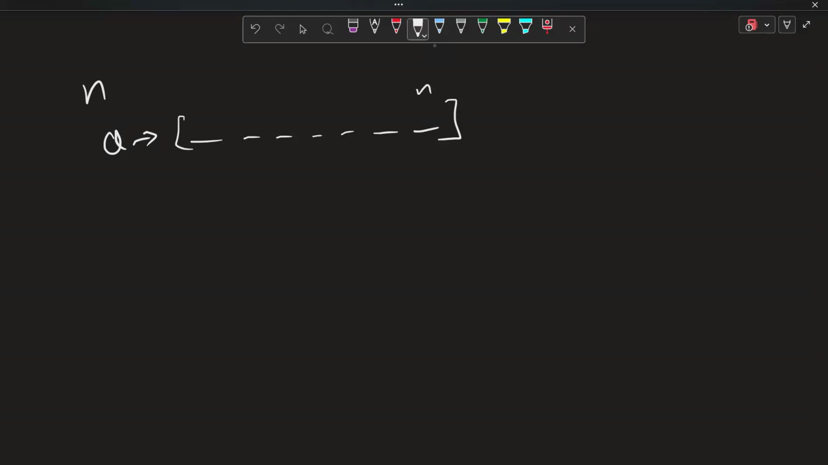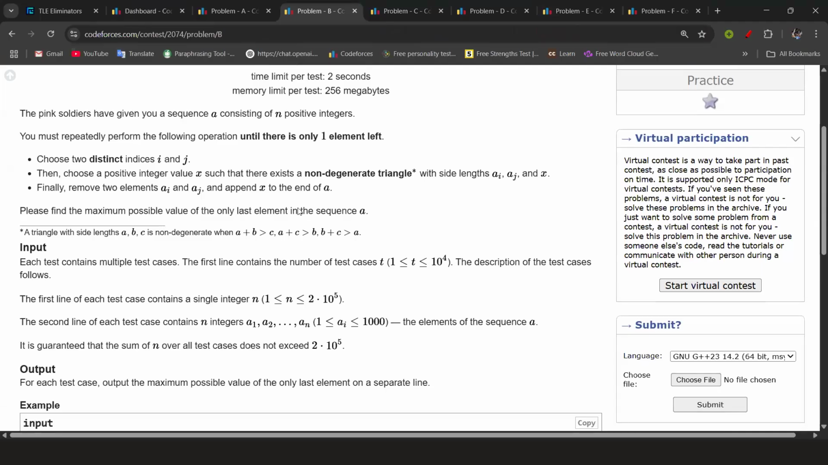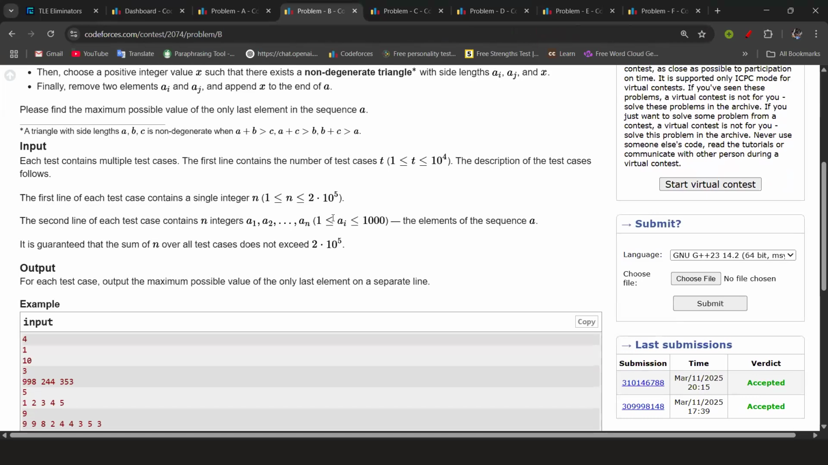And what you need to find is, in every operation, you select any two indices, basically just select any two values from the array. Let's say you selected this i and j, any two values. So here you have ai, you have aj. After that, once you have selected two values, you need to select any arbitrary integer x. You have to select any positive integer x.